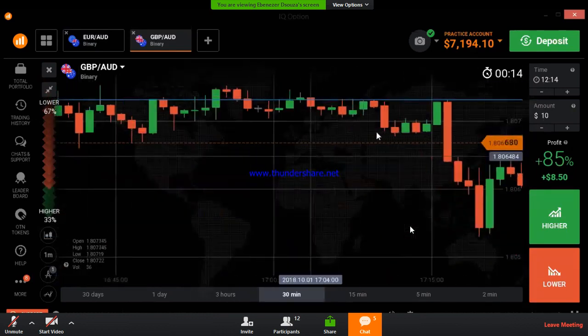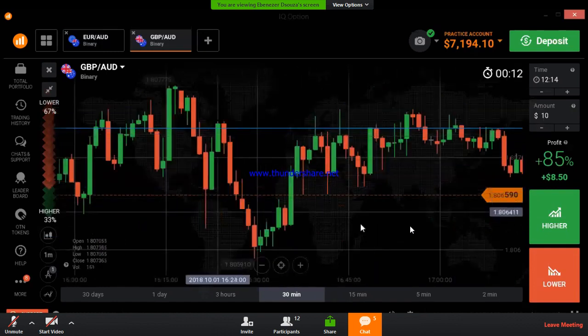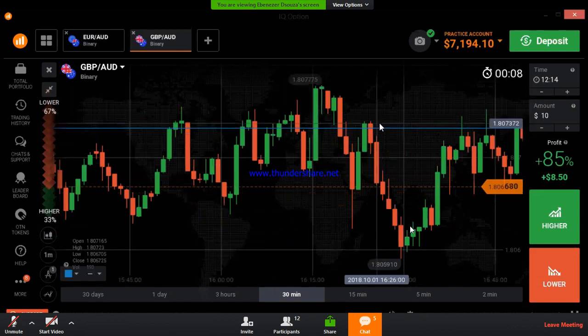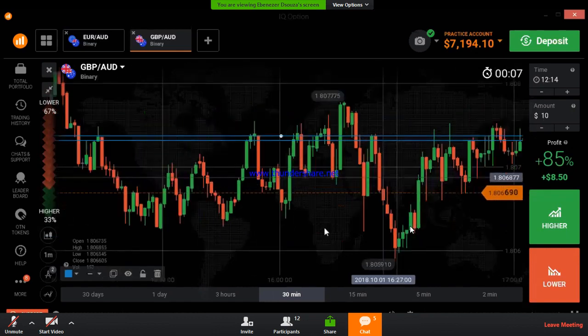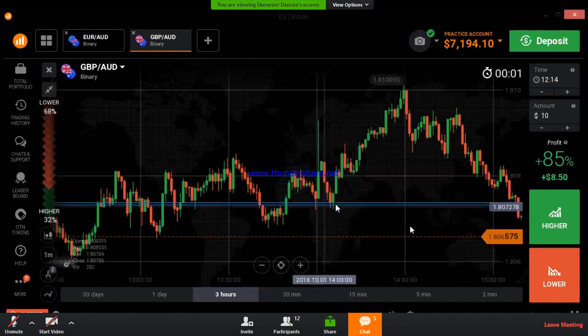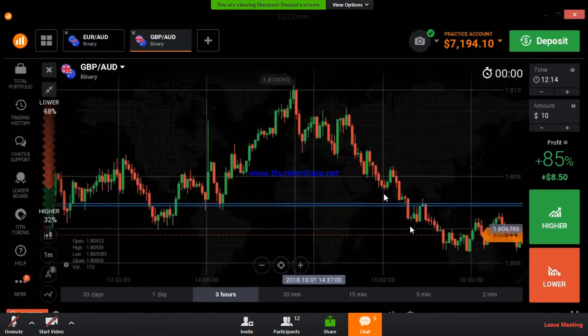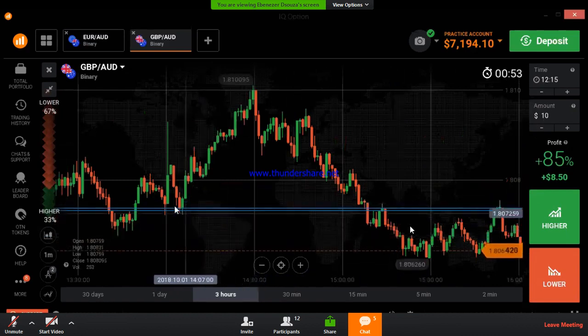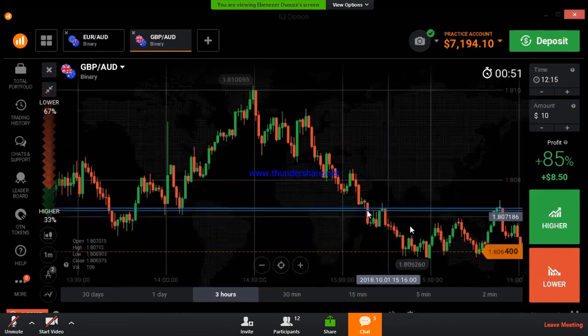Okay, it is working. So this level is working, so you can trade on this level. When the market comes to this level, you can trade, but only in the direction of the trend. If you trade in the direction of the trend, it will give you a good winning ratio. Only in the direction of the trend. This is a downtrend, you can trade here.